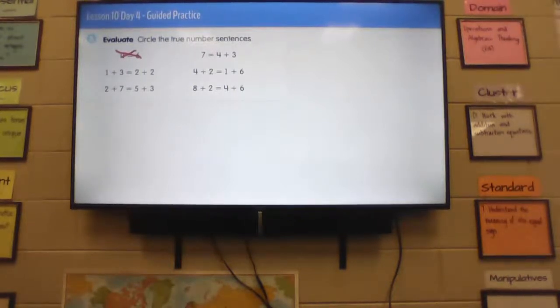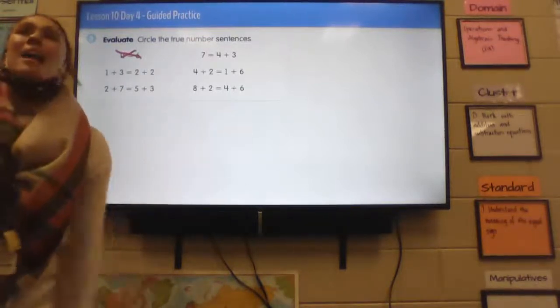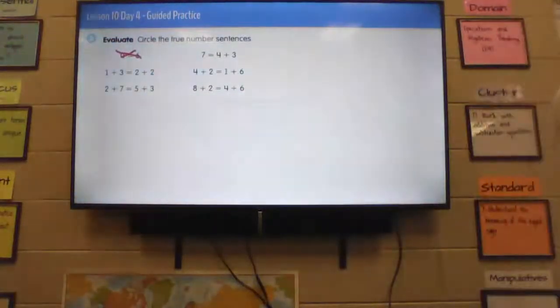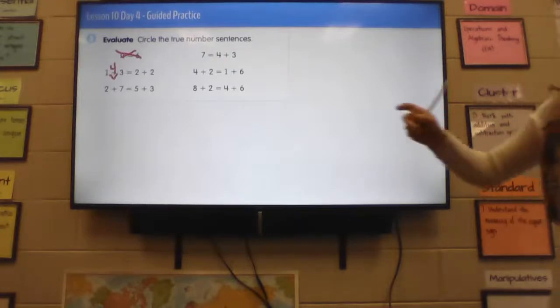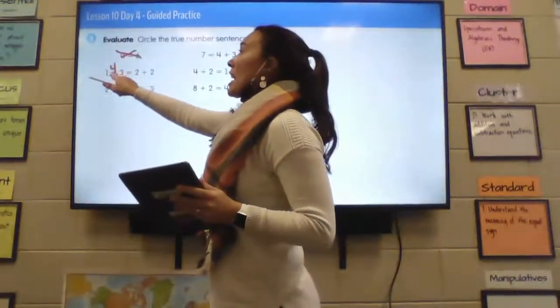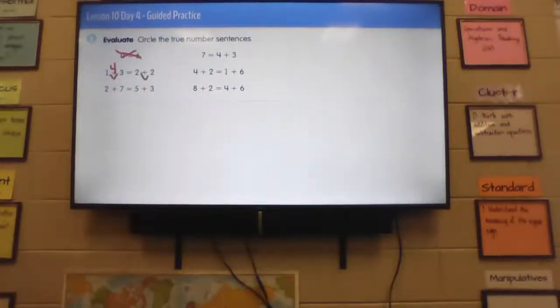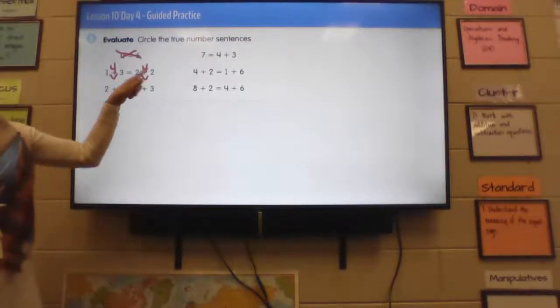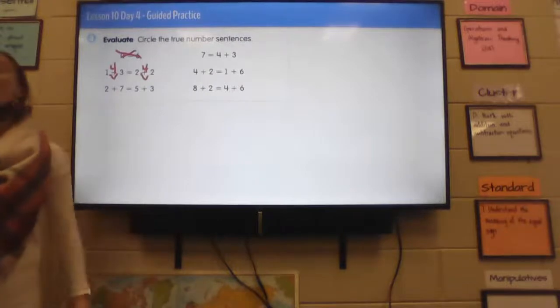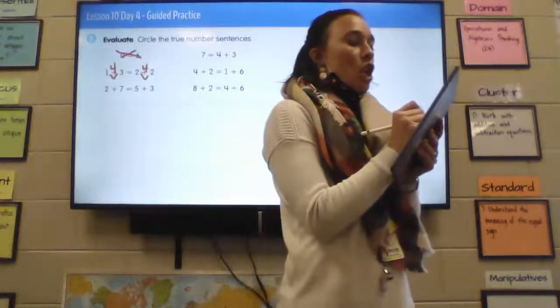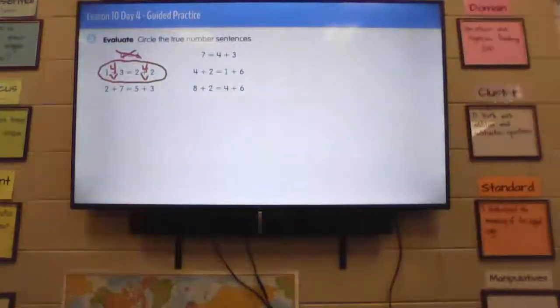1 plus 3 is the same as 2 plus 2. Brock says, oh yeah, that's true. Brock, how do you know? It doesn't tell me. How do you know that's right? Because 1 plus 3 equals 4. So Brock says this one equals 4. Do you see that? So this side equals 4. And Brock, what does 2 plus 2 equal? 4. So do you have the same number on both sides? Yes, you do. We have 4 on one side and 4 on the other. So we need to circle it. Go ahead and circle it.